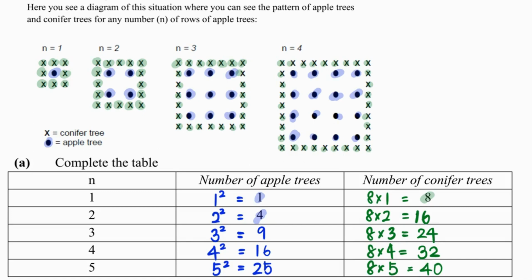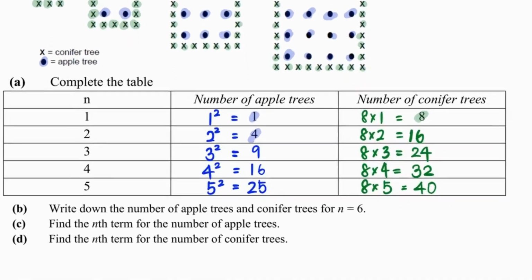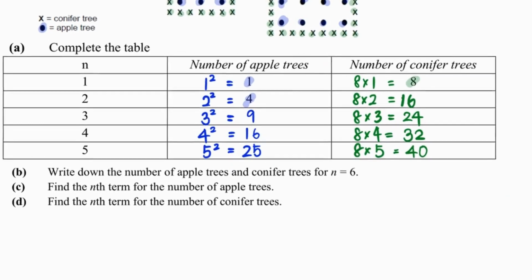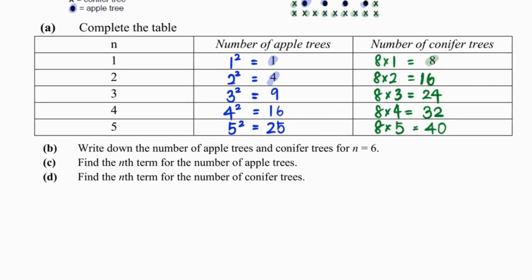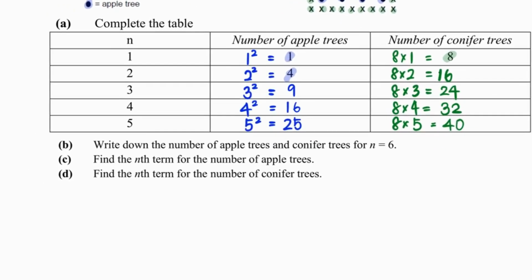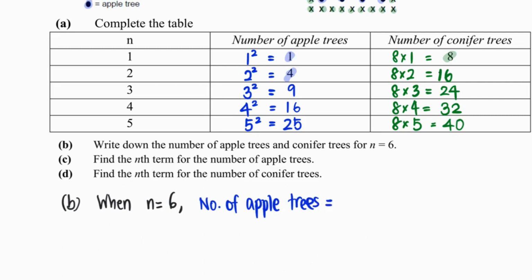Let's move on to part B. When looking at the table, I would then be able to get my answer pretty easily, because when n equals 6, the number of apple trees is simply 6 square, 36.